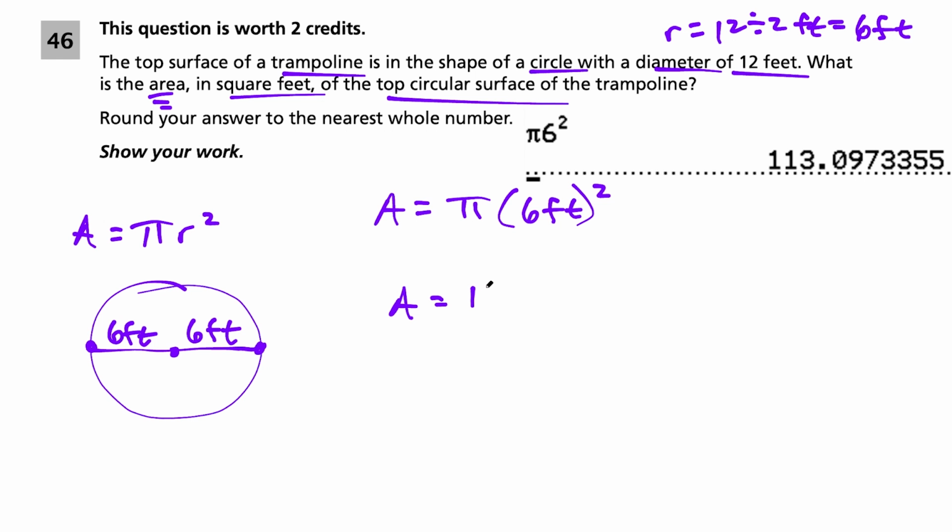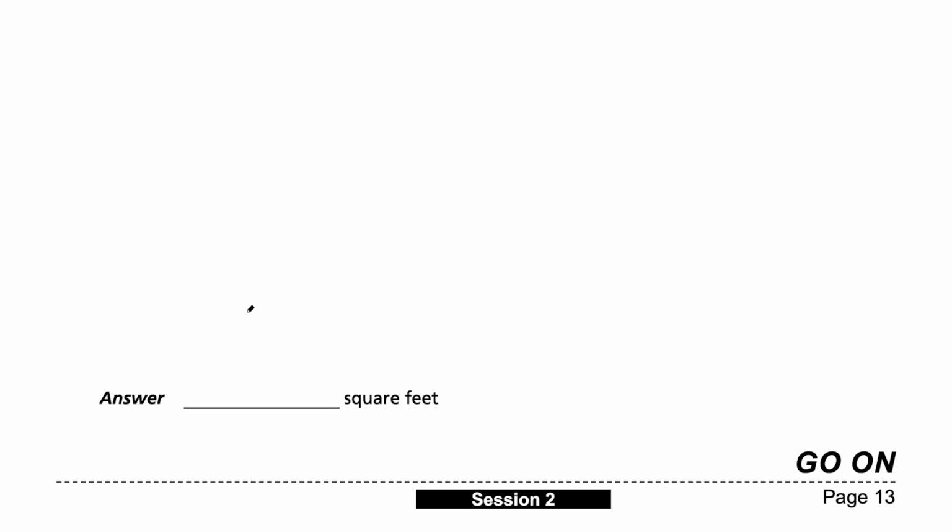So the area equals 113.097, and the units are square feet. But remember, they told us to round to the nearest whole number. So looking at this, we could say the area equals 113, because to the right of the ones place here is a 0. So we're going to be rounding this down to 113. So 113 square feet. So let's just record our answer, 113 square feet.